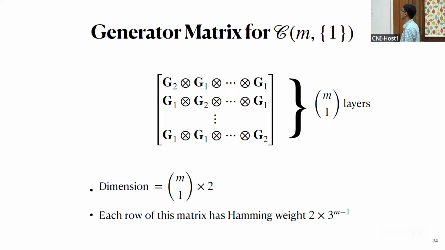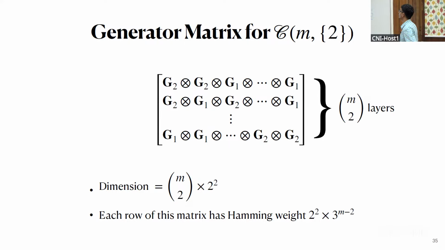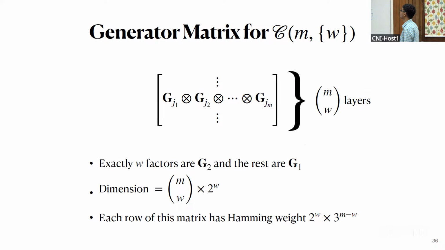And again, every row in this matrix has a specific Hamming weight. Similarly, for w equal to small 2, you pick any two components and then you change it to G2. So on and so forth. And for general w, you pick any w and then you change it to G2.